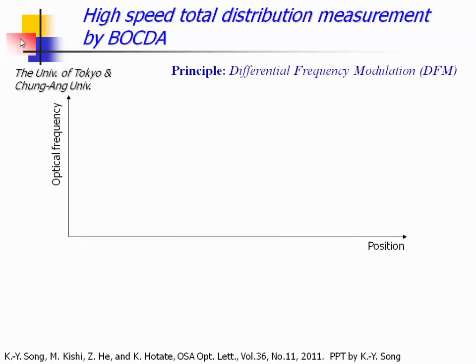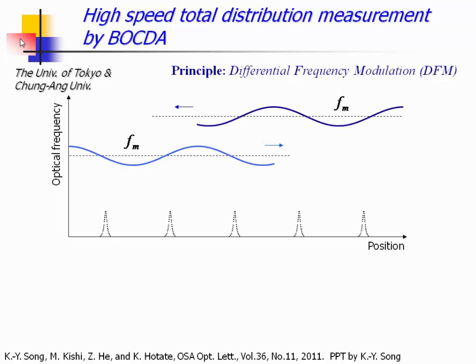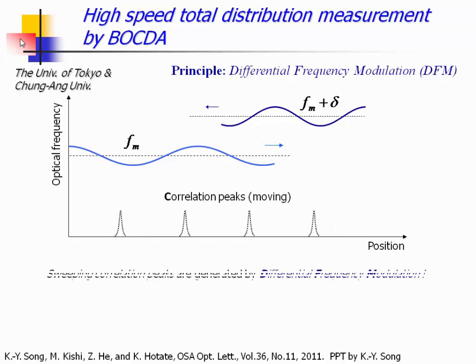Sometimes people asked us if they could get that fully distributed information at a high speed. In order to solve such a requirement, Kazuo invented a method when he was in the group, and he changed the modulation frequency onto the pump and the probe. So what happened? The measured position, the so-called correlation peak position, is automatically selected just like this.